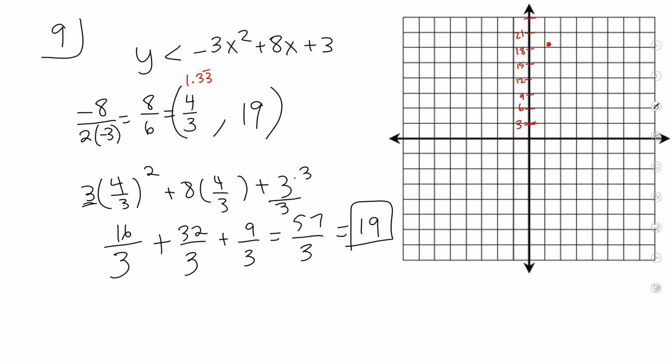Wait, you forgot the negatives. Because this time it's negative 3. Oh, is it negative? Oh, this is a negative 16. Thank you. Oh, we forgot this negative sign right here. Okay, so let's reevaluate this. Negative 16 plus 32 plus 9 is what? I got 25. Yeah, I got 25.